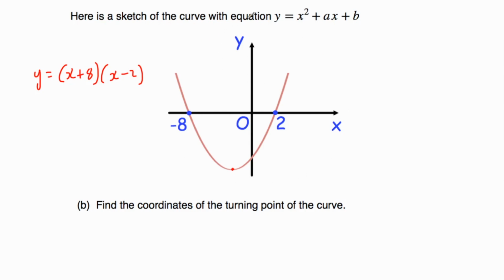So that means the equation of this quadratic, because we know it's an x squared quadratic, would be y equals x plus 8 times x minus 2. Now in this question, we've been asked to find the coordinates of the turning point, so we want the coordinates of the turning point here. Now there's two different ways we can do this.